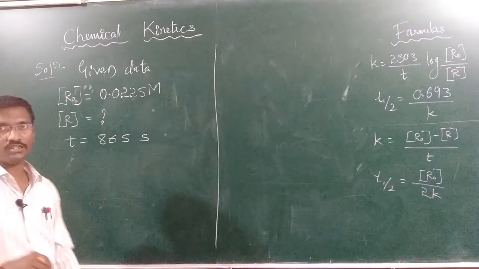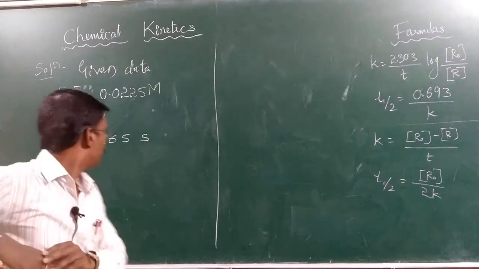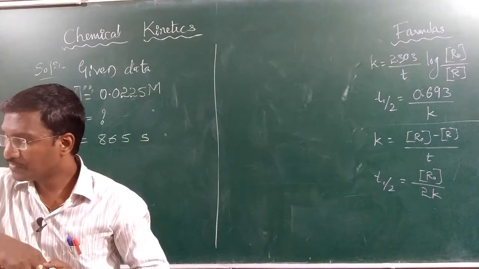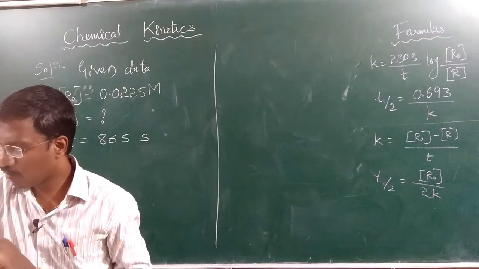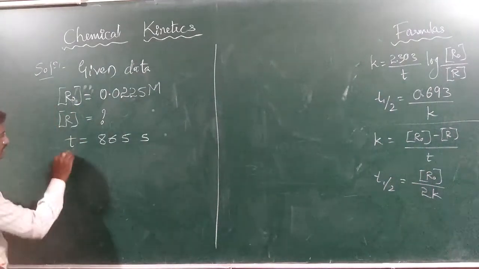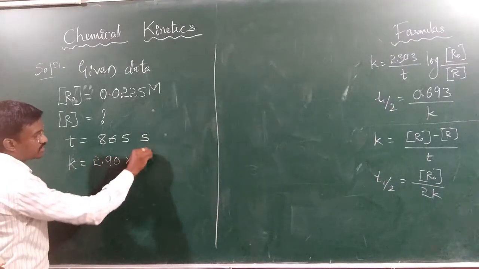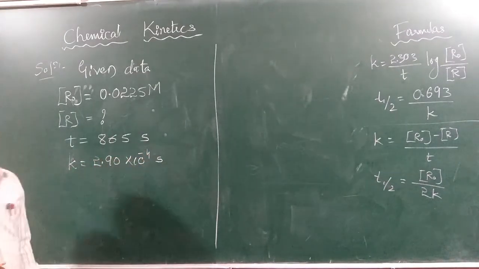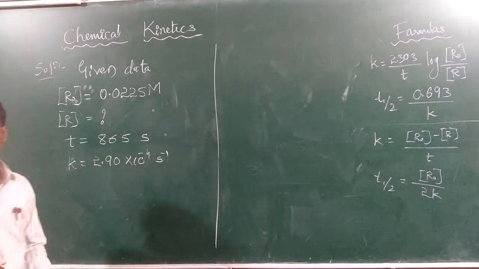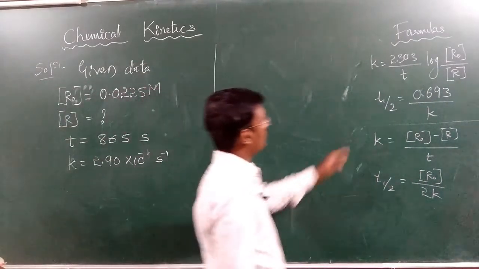That's why they have asked to calculate the concentration of R at time 865 seconds, and they have given the initial concentration, and also the first order rate constant, 2.90 into 10 raised to minus 4. The SI unit is per second. So here also note they have already given that the reaction is carried out as a first order reaction.